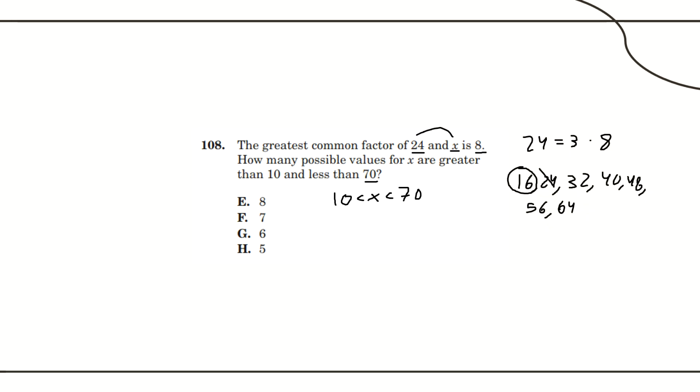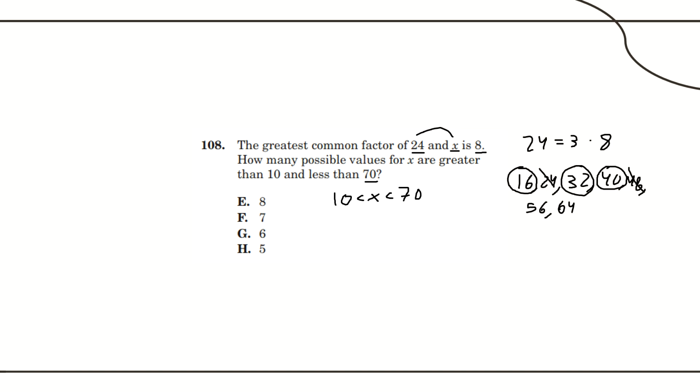Now we're going to check 32. 24 over 8 is 3, 32 over 8 is 4, and 3 and 4 are relatively prime, so this works. 40 over 8, that's 5, 3, so this also works. 48 and 24, if you notice, 48 is actually double 24. So the greatest common divisor of 48 and 24 is actually 24, so this doesn't work.